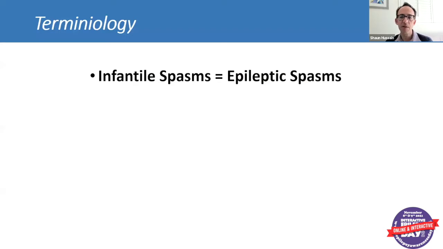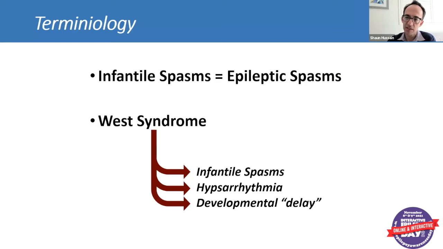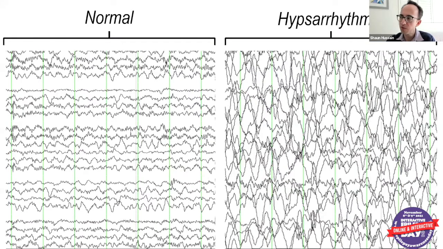So just a little bit of terminology. It can be very confusing, but infantile spasms and epileptic spasms basically mean the same thing. This term can be used to describe the seizures themselves, or it can be used to describe the epilepsy syndrome, meaning the combination of the seizures, the EEG changes, and impact on development. Classically, the term West syndrome refers to the seizures, the EEG pattern, namely hypsarrhythmia, and developmental delays or developmental stagnation associated with this disorder. Here's an example of hypsarrhythmia and normal EEG.